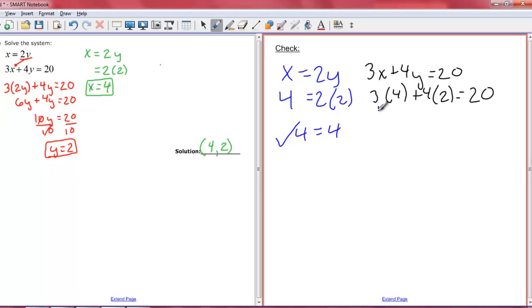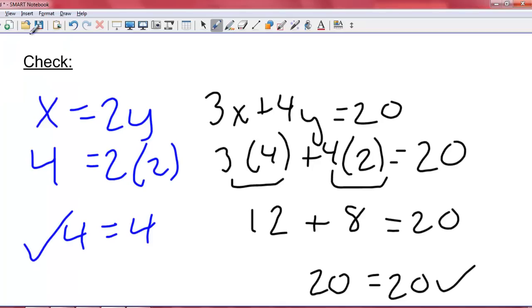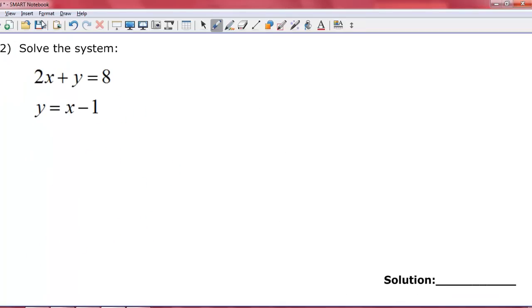So our multiplication we have here, 3 times 4 gives us 12. And then we also have this multiplication bit here, 4 times 2, we have 8. And then we can add them together, 12 and 8 make 20, so 20 equals 20. That is also a true statement. So we know, since we've plugged in these values into both of our equations, that we do have an actual true solution.